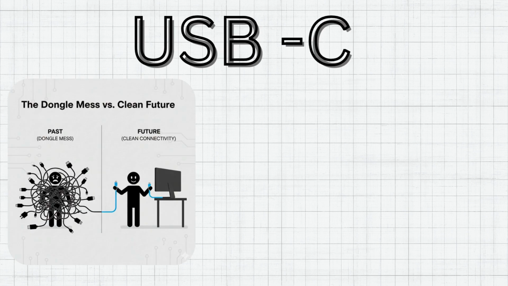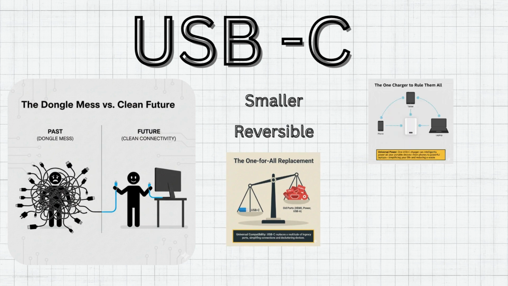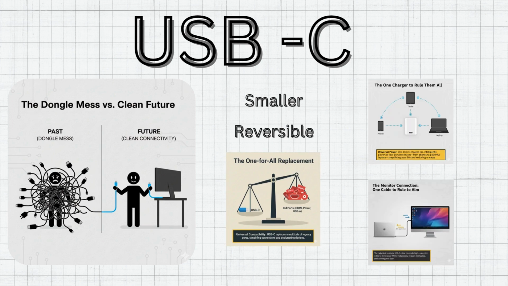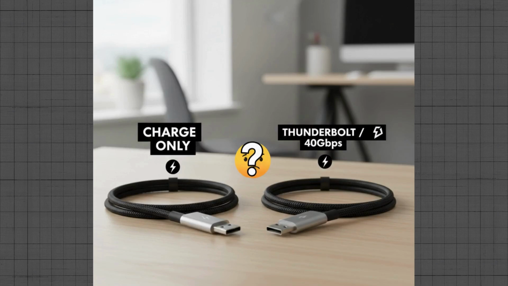USB-C. USB-C is not just a new USB port, it's a redesign of what a port can be. It's smaller, reversible, and capable of carrying data, power, and video through a single connector. In theory, USB-C replaces dozens of older ports with one universal solution. In practice, it creates confusion.